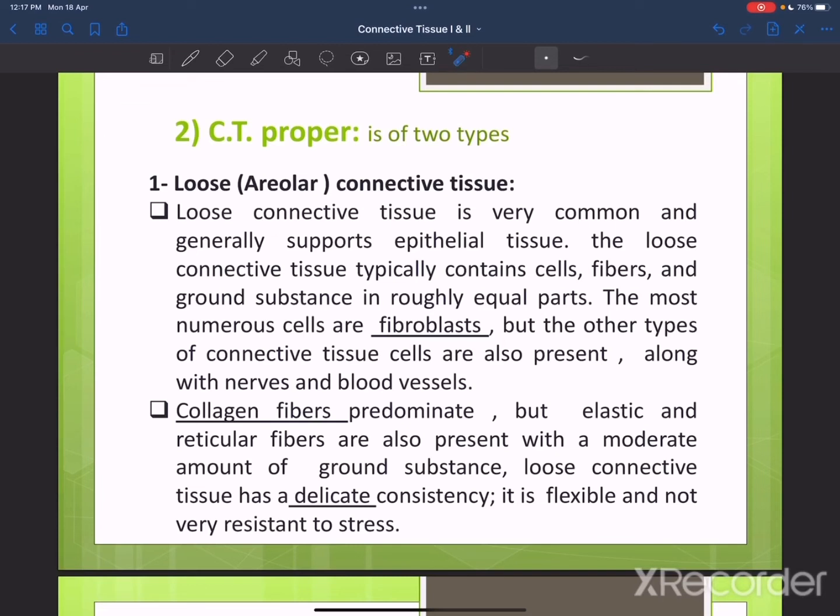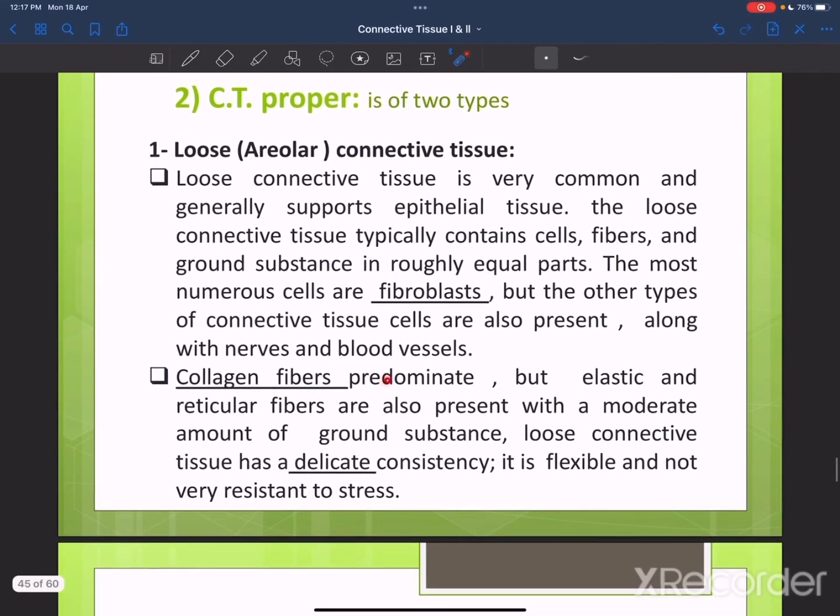Collagen fibers predominate over the ground substance. Loose connective tissue has a delicate consistency. It is flexible and not very resistant to stress or friction.